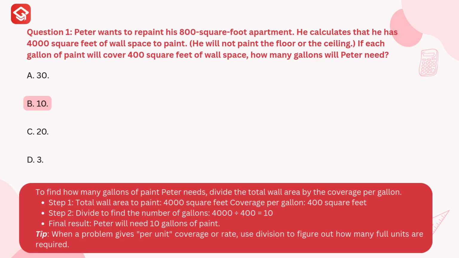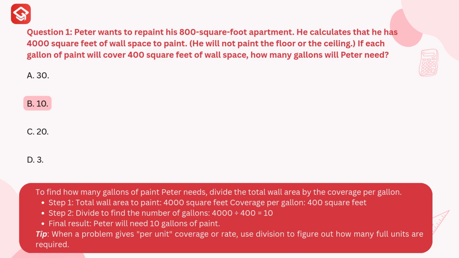The correct answer is B. 10. Explanation. To find how many gallons of paint Peter needs, divide the total wall area by the coverage per gallon. First, the total wall area to paint is 4,000 square feet. The coverage per gallon is 400 square feet. Next, divide to find the number of gallons. 4,000 divided by 400 equals 10. So in the end, Peter will need 10 gallons of paint.